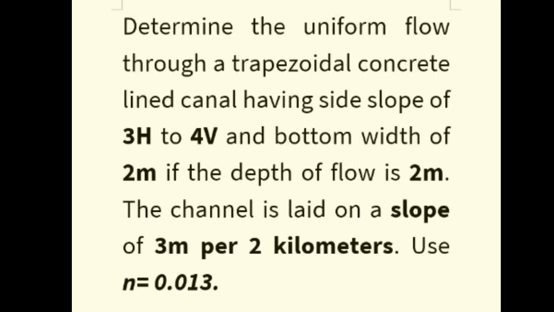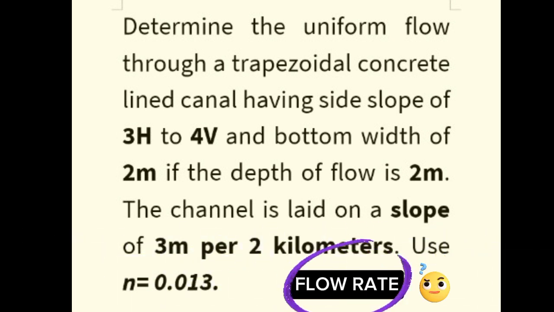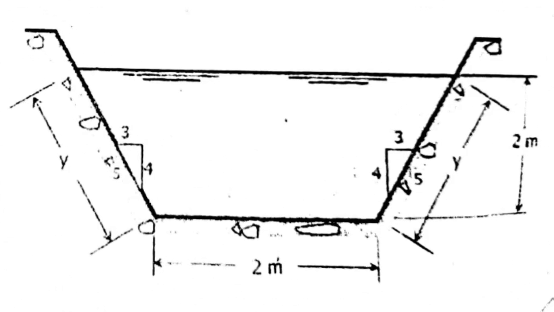Determine the uniform flow through a trapezoidal concrete lined canal having a side slope of 3H to 4V and a bottom width of 2 meters if the depth of flow is 2 meters. The channel is laid on a slope of 3 meters per 2 kilometers. Use n equal to 0.013. On this problem, we need to determine the flow rate through a trapezoidal concrete lined canal with specific dimensions and conditions. So given the data, we have here the figure.